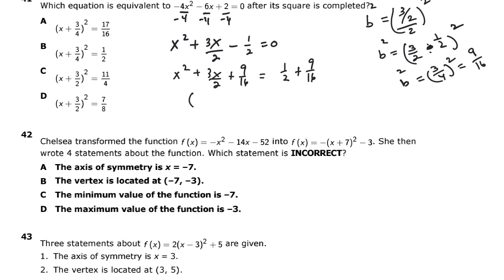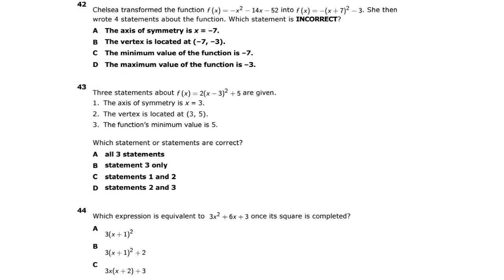So this is x plus 3 over 4 squared, equal to, multiply times 8. Multiply times 8, because 8 times 2 is 16. 8 plus 9 is 17, so it's 17 over 16, and the answer is going to be A.